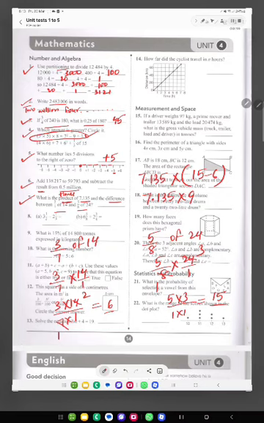Okay, so this is question 7. Question 8 is fraction, subtraction, and addition. Please try them yourself.